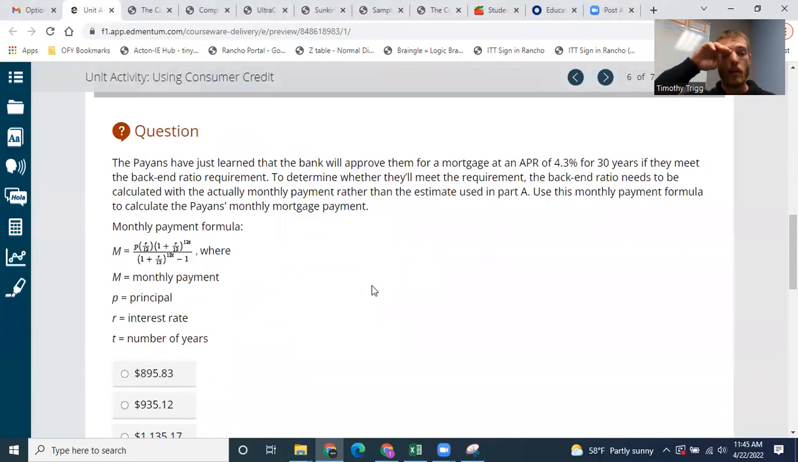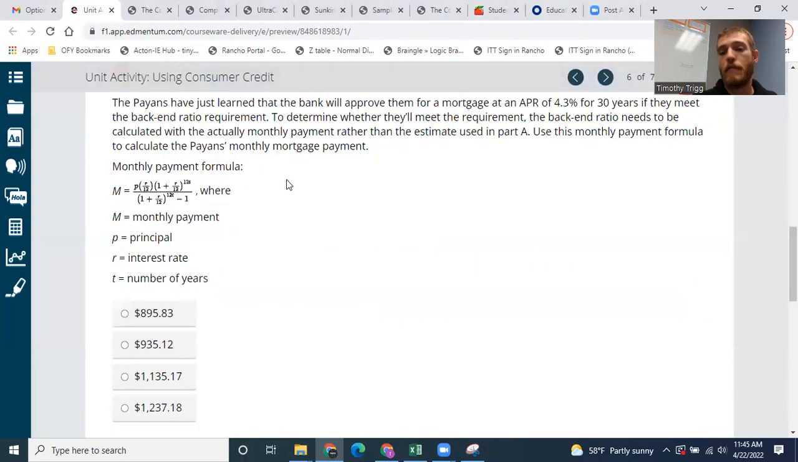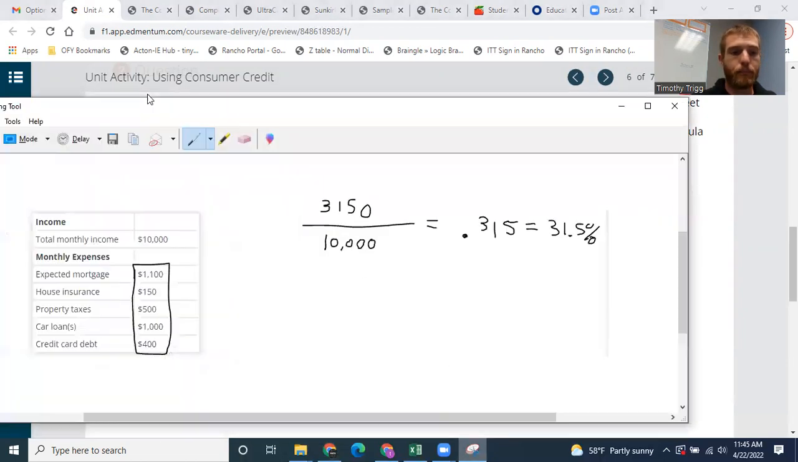The Pions have just learned that the bank will approve them for a mortgage at an APR of 4.3% for 30 years if they meet the back-end ratio requirement. To determine whether they'll meet their requirement, the back-end ratio needs to be calculated with the actual monthly payment rather than the estimate used in Part A. Use the monthly payment formula to calculate the Pions' monthly mortgage payment. So we need to figure out their monthly payment. We're going to use this formula here. This looks crazy, but it's not that bad.